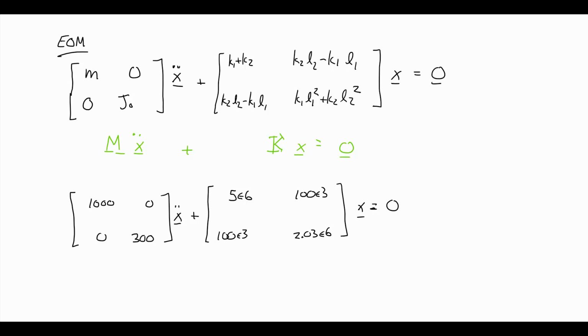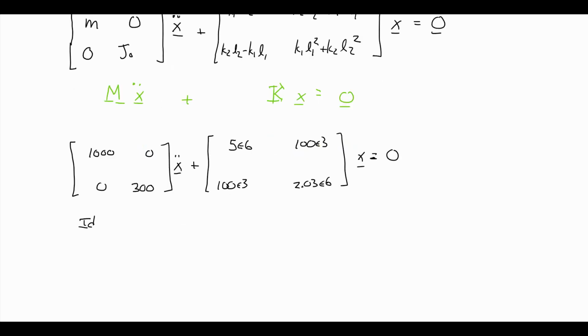And we want to double check the matrices that we have formed. Are they symmetric? The mass matrix is diagonal, so therefore it is symmetric. And if we look at the stiffness matrix, the off diagonals are both 100,000. So yes, it is also symmetric.